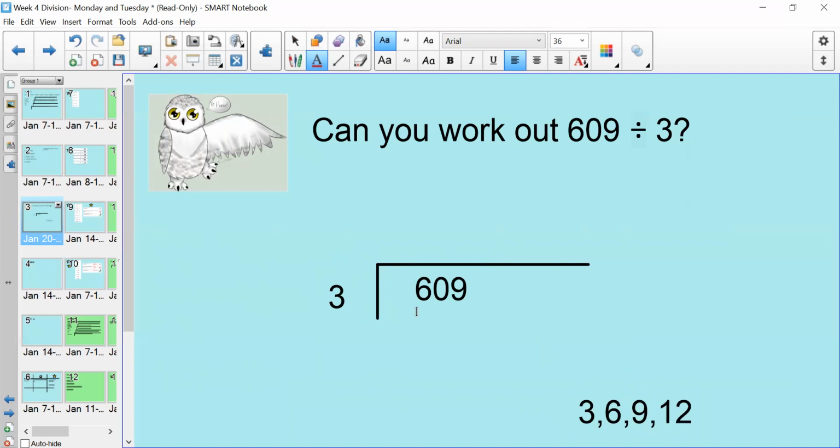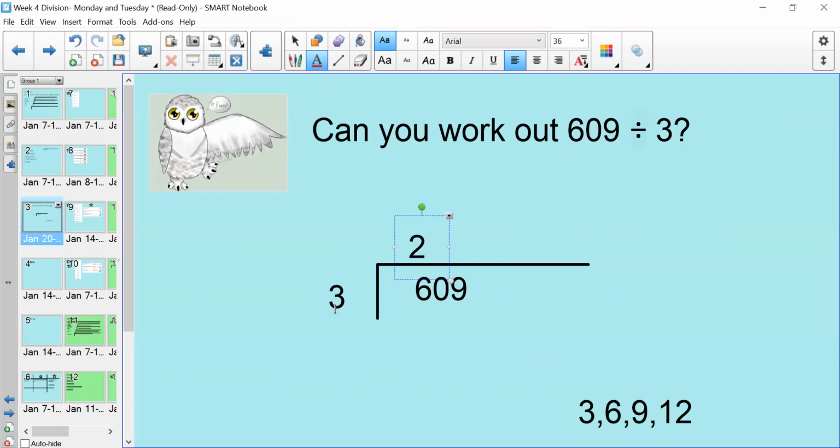So the only difference with this sum compared to last week's work is now we are dividing a 3-digit number. So this time we have a hundreds column that we're going to start with. So remember, we don't start in the ones column. It's the column closest to the number we're dividing by. So we'll start with 3 goes into 6, or rather 600 divided by 3. If we look at our multiples at the bottom, we can see it goes 3, 6, that goes in twice, or 200.